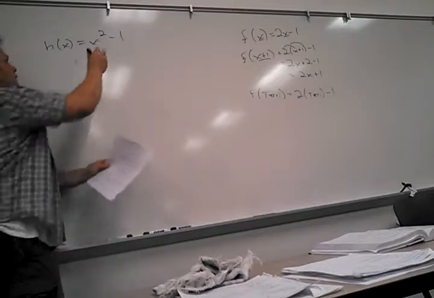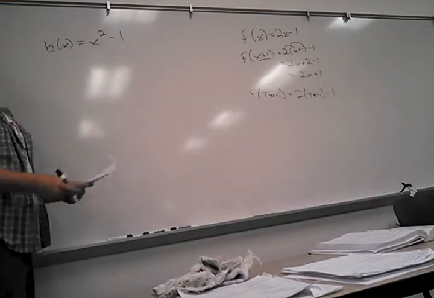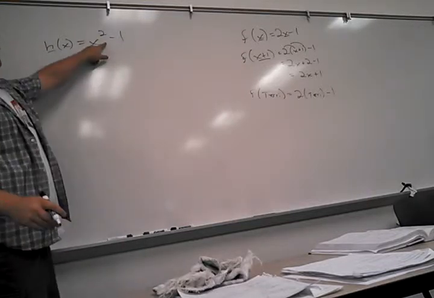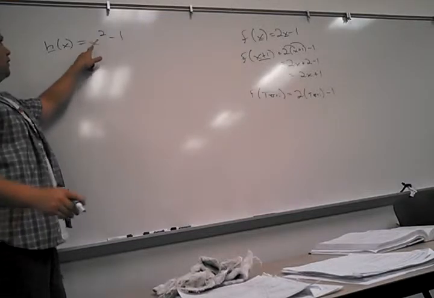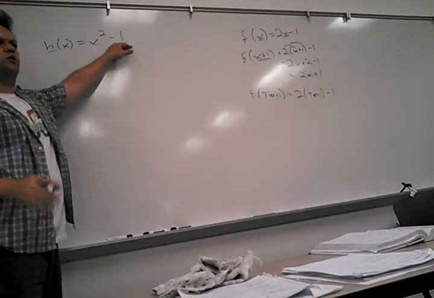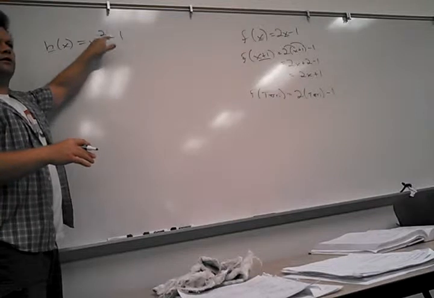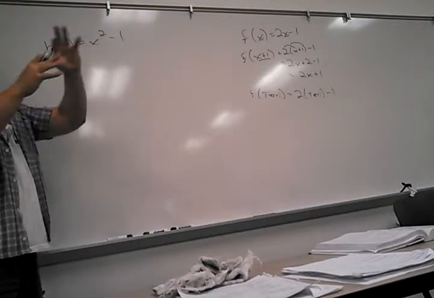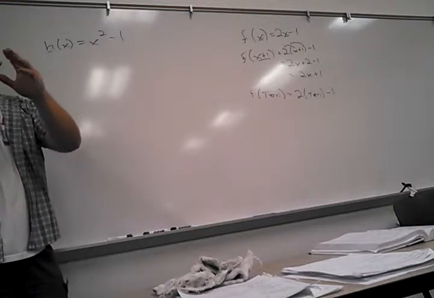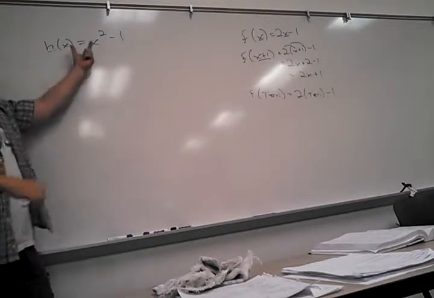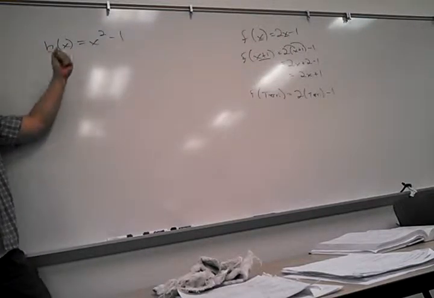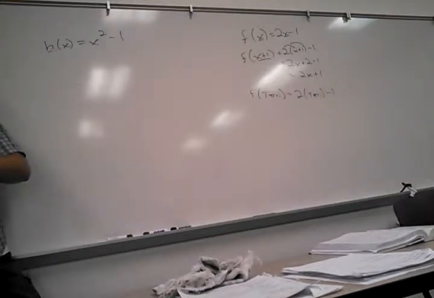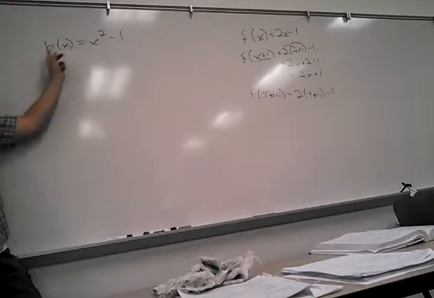So I figured out that maybe this is my height function. I throw a ball and it goes like this. So now I've figured out what my ball looks like. Is that cool? So maybe X is time and H is height. Very often these things have physical meaning. H is height, C is cost, W is weight, whatever. So I can call it W of X, C of X.